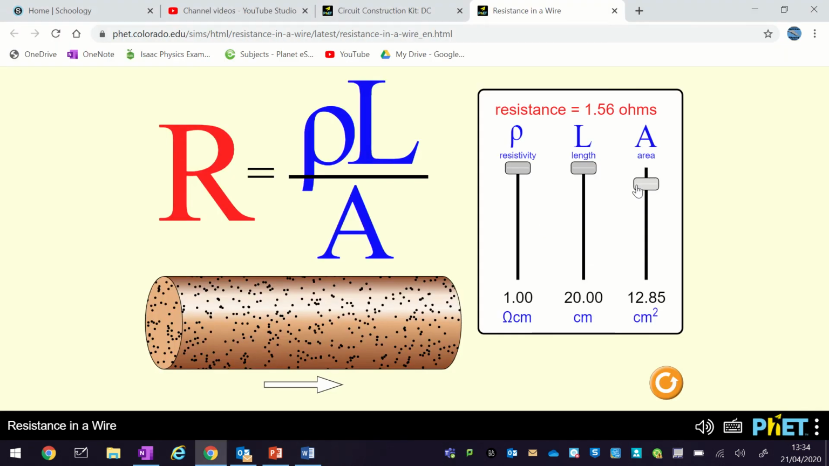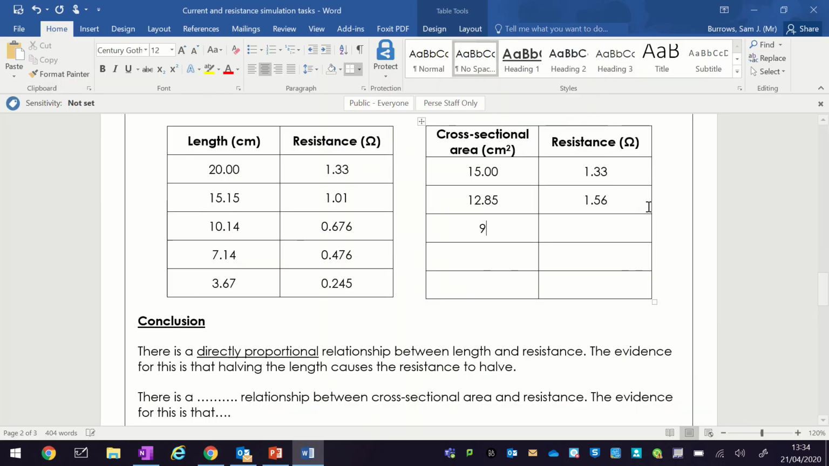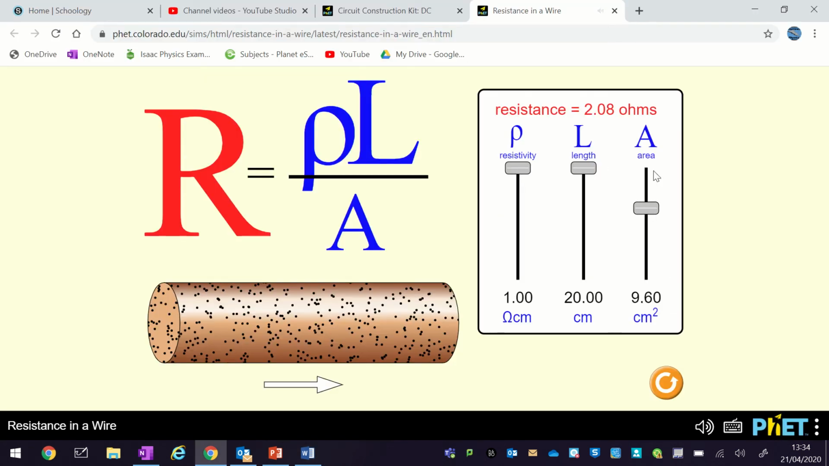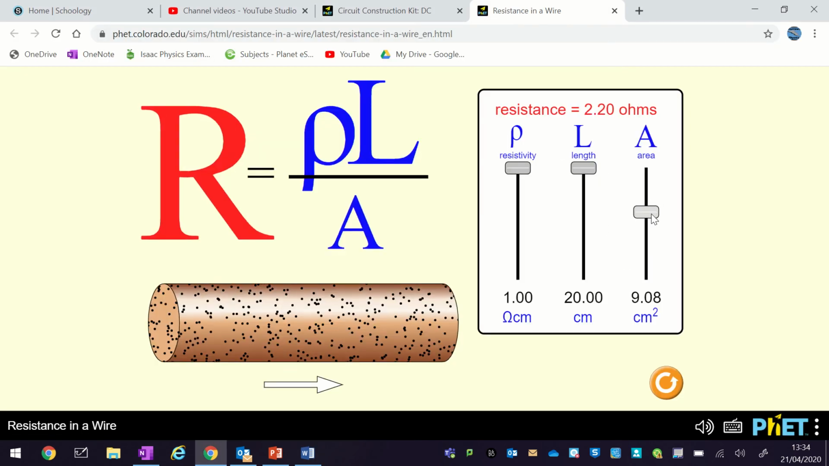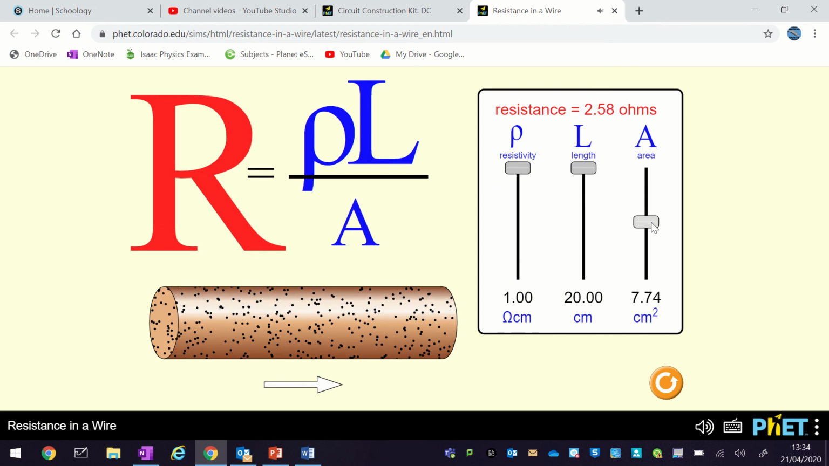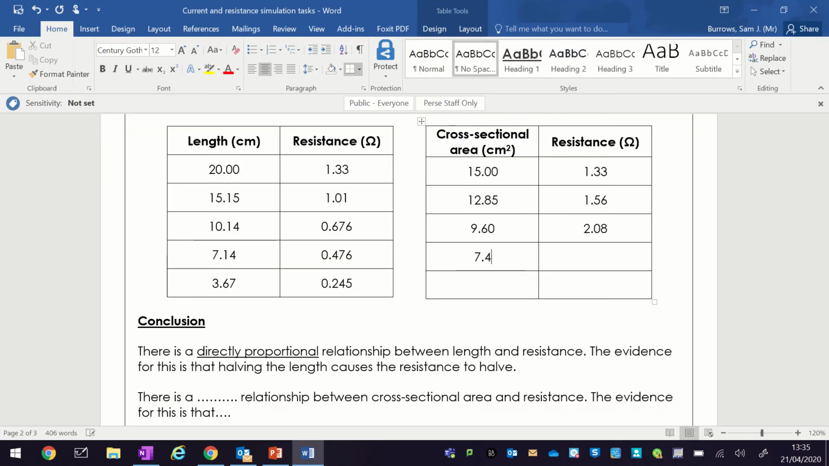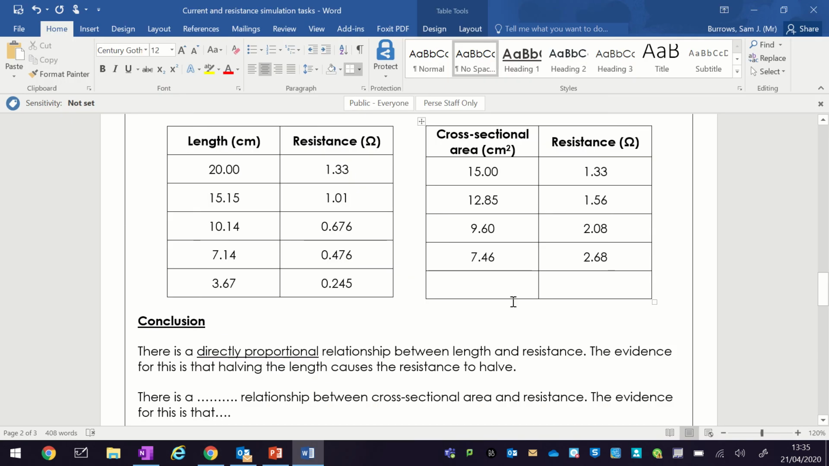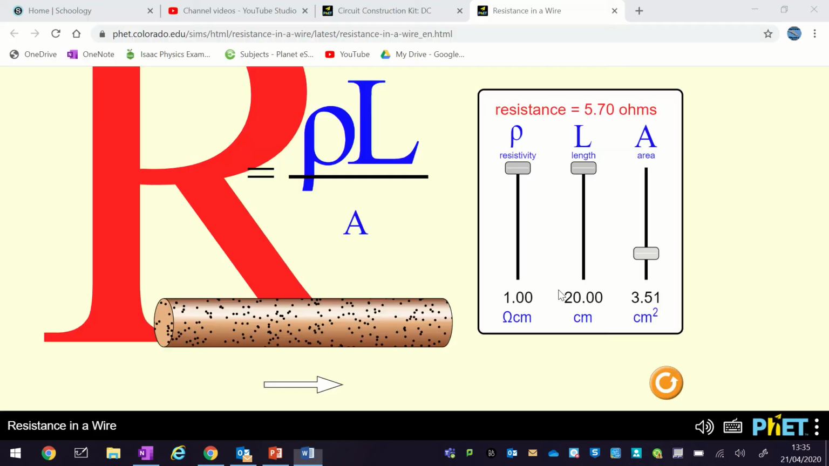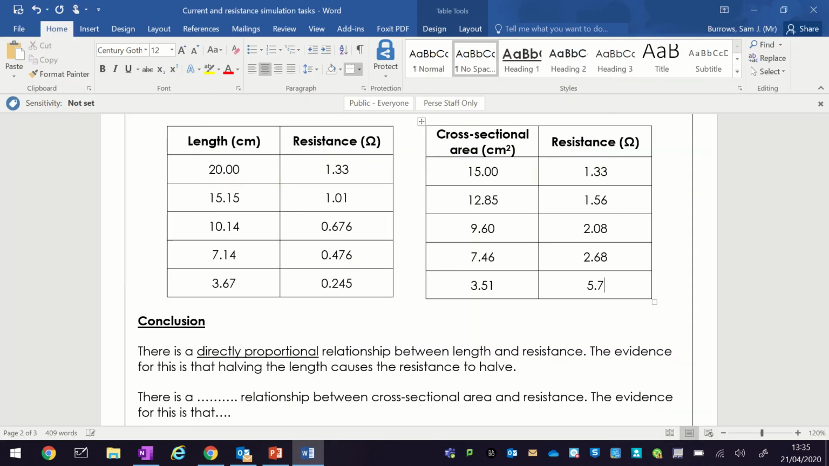You'll see I'm really not paying attention to making these nice values. We've got 2.08. Now I'm going to try and get about 7.5 here, which is half of 15, which will be a useful one to have in our data set. I won't be too picky, but I would like to be a little bit closer. There we go, 7.46, perfect. 2.68, and let's do one smallish one. Okay, and the final one, 3.51, and we can see that's 5.70.